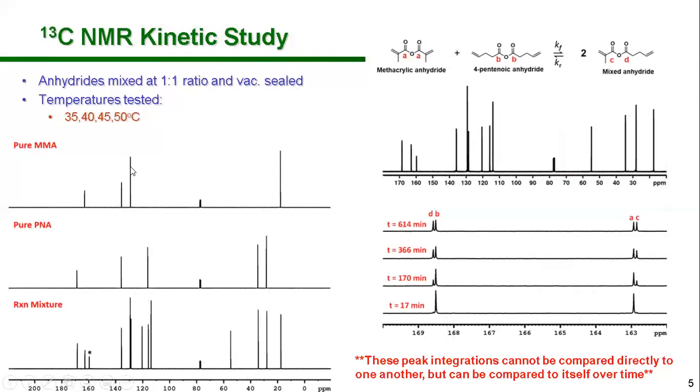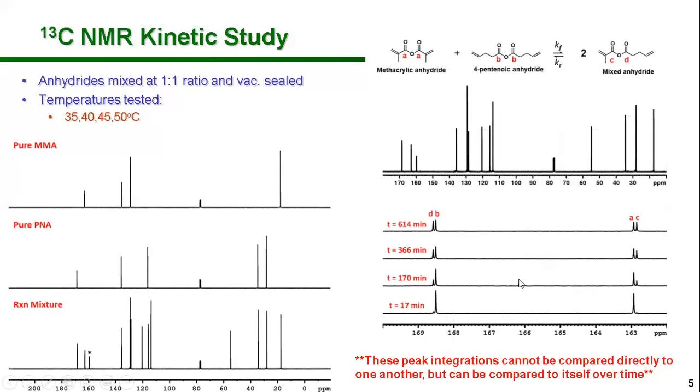So if you look at the pure MMA, you could see a peak around 163-ish, a little bit below that. And then for the PNA, it typically is around 168. And then as time goes on, you can see small peaks occurring right next to the main, the symmetric anhydride peaks. And this is representative of the asymmetric anhydride.